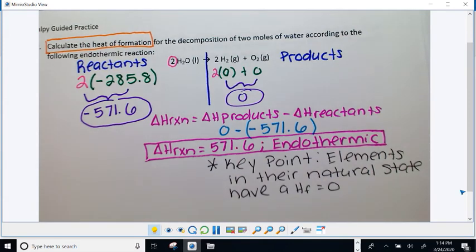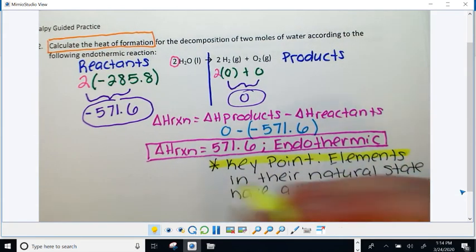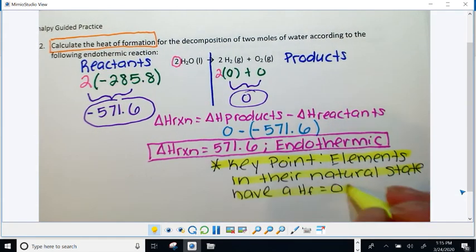So again, the key point here, I wrote it down, right? Don't forget this. Elements in their natural state are 0.